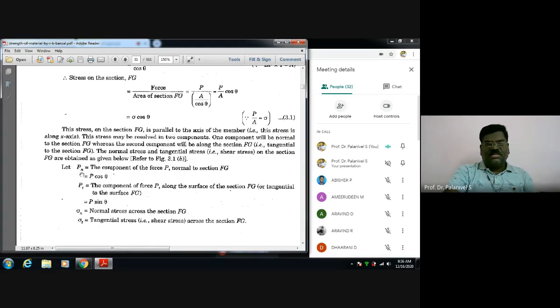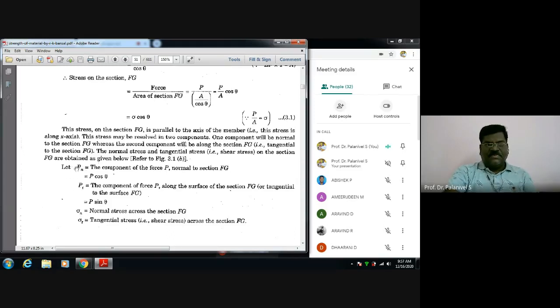What has this person done? He resolved the force first, P into Pn and Pt. The axial force is resolved into normal to the inclined plane and tangential to the inclined plane. Let sigma n be the normal stress along the section FG, and sigma suffix t the tangential stress in FG. These are the notations.